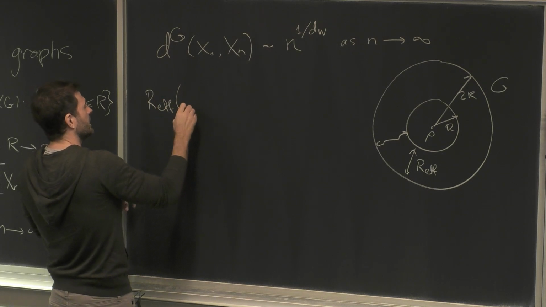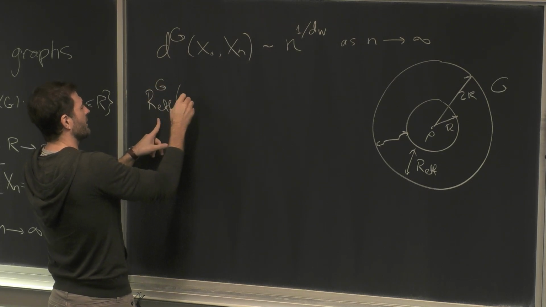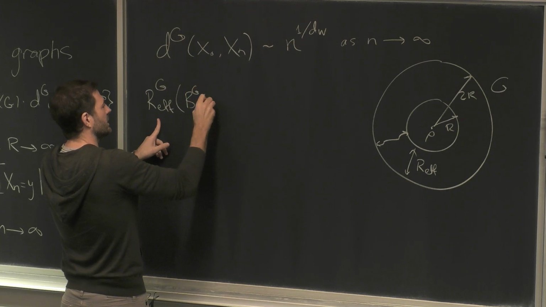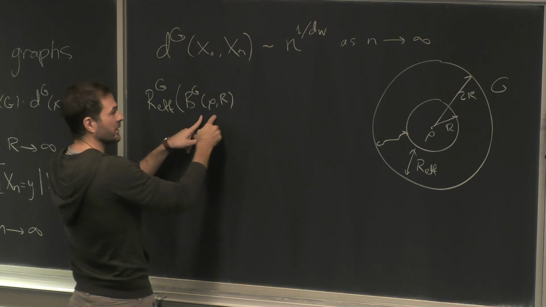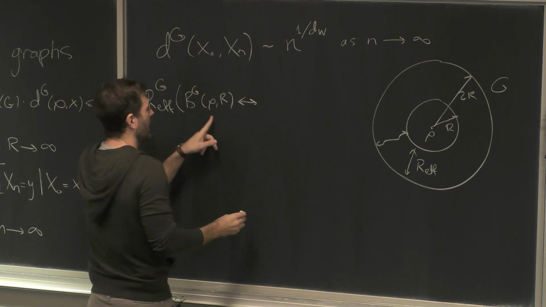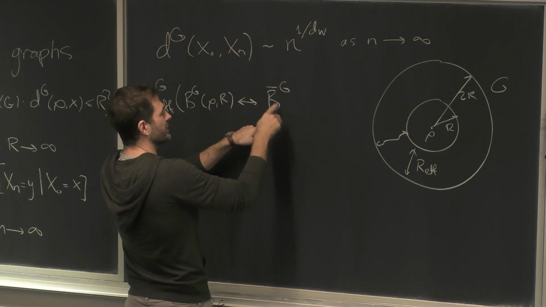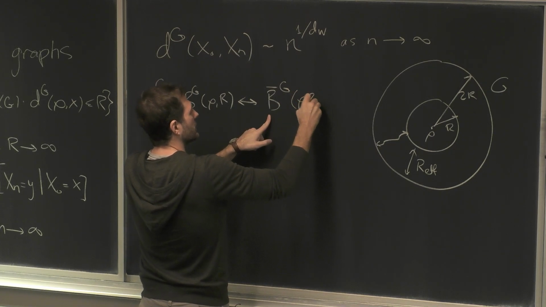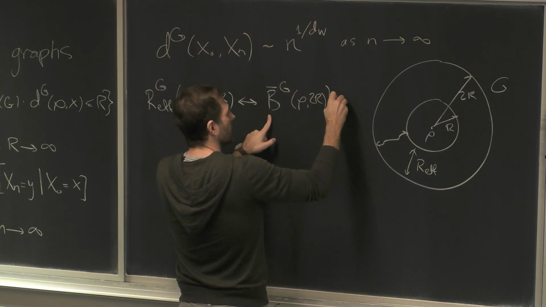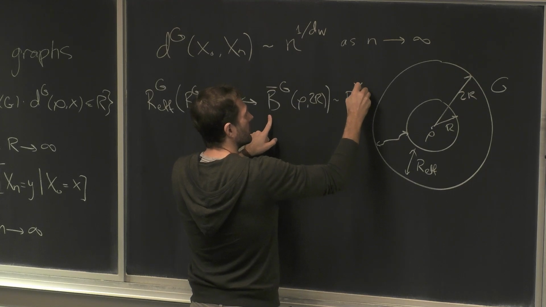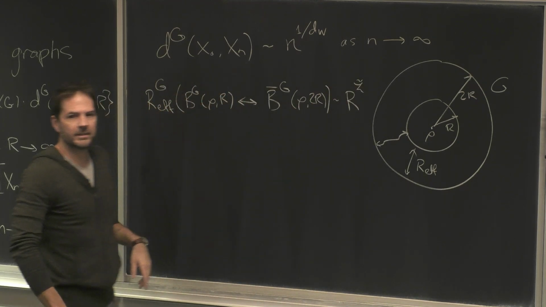One might define it in the following way. Okay, so this is in the graph G. We're going to look at the effective resistance between the ball of radius r and the complement of the ball of radius 2r, which notationally I'm going to write just this way. That's the complement. Okay, and this is zeta tilde.